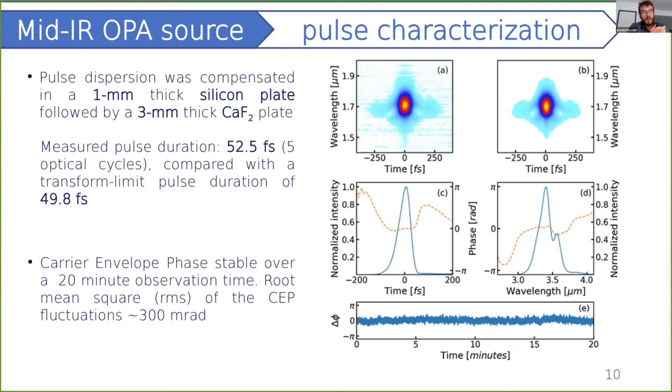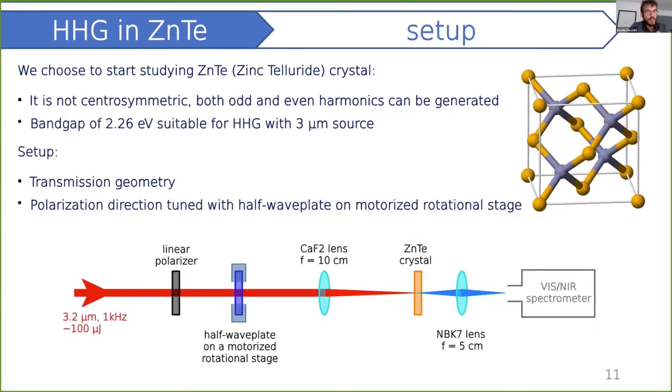Once we had this source, we wanted to test it for generating harmonics, and we tested it on a zinc telluride crystal. We chose this crystal because it is not centrosymmetric, so we expect to generate both odd and even harmonics, and because it has a band gap of 2.26 eV that is suitable for our 3 micron source.